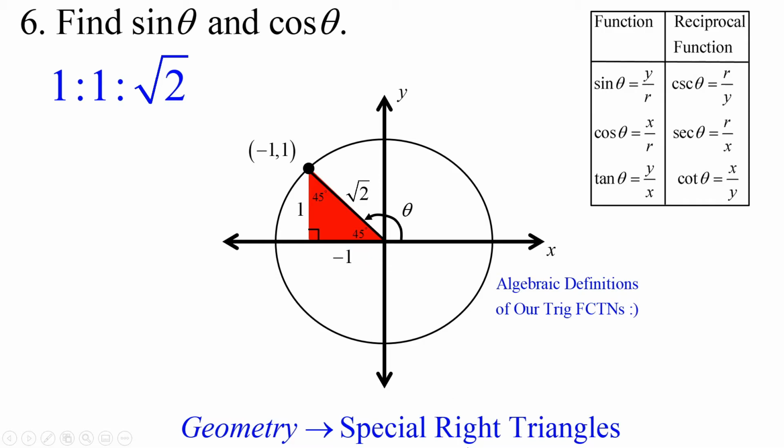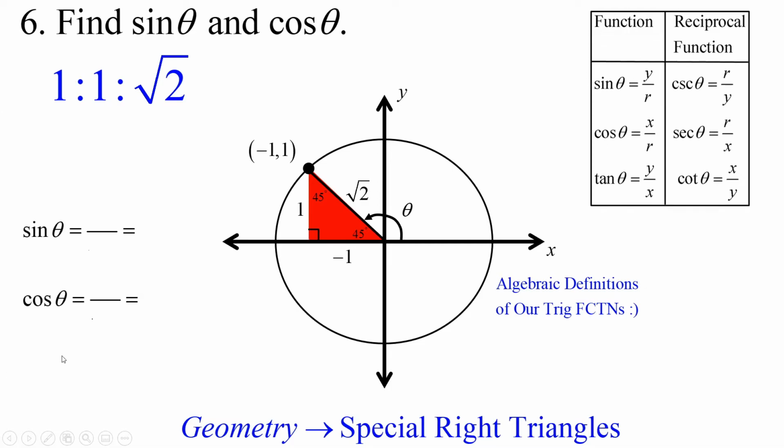And don't sweat it if you don't remember your special right triangles. You could have got that just as easily with Pythagorean theorem. All right? But now, with this diagram, I have everything I need. I have an x, I have a y, and I have a radius. And the algebraic definitions of all of my trig functions are in terms of x and y and radius.